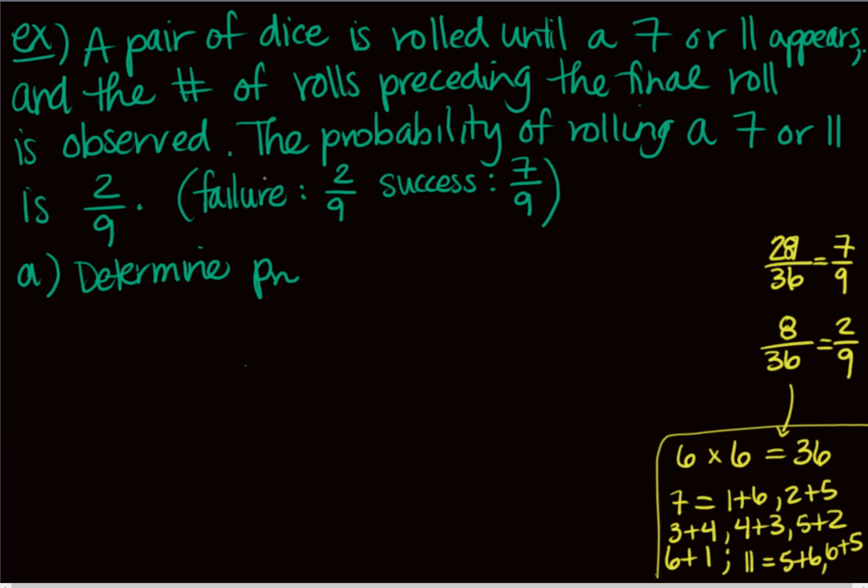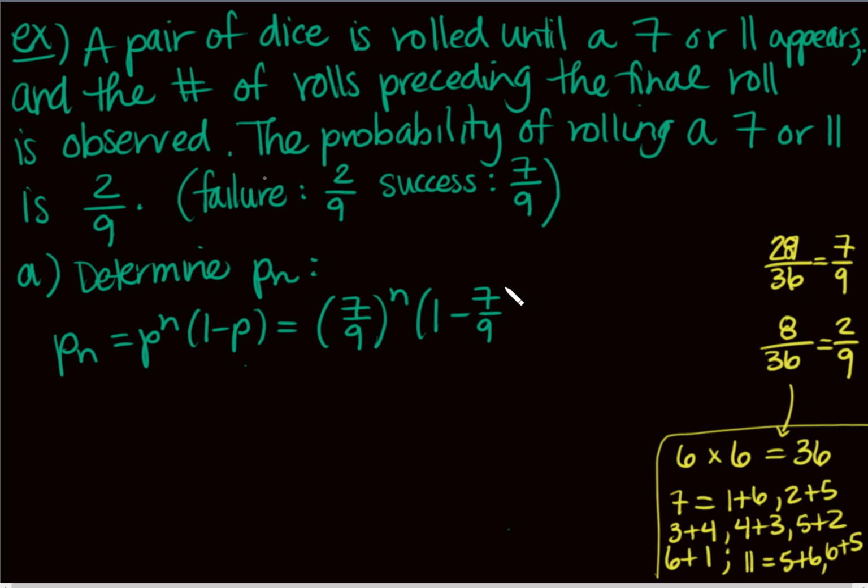Think of them as just two different outcomes, okay? So if I want to determine P sub n, remember my P sub n is going to be P to the n times 1 minus P. And so P to the n, that's going to be 7/9 to the n times 1 minus 7/9. And so what do we get here? We get 2/9 times 7/9 to the n. I just like to put the term without the exponent first, okay?